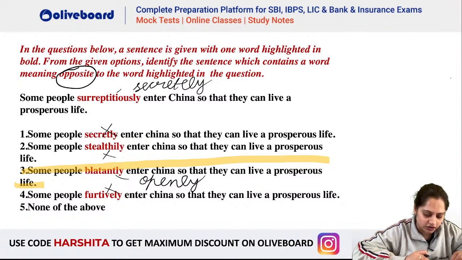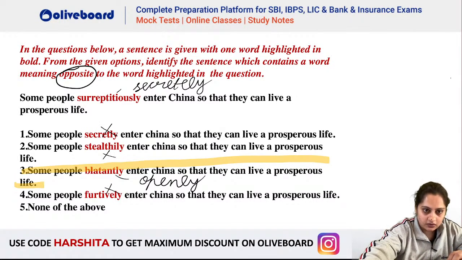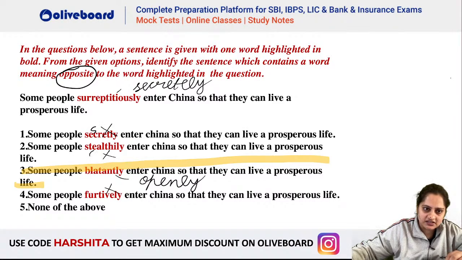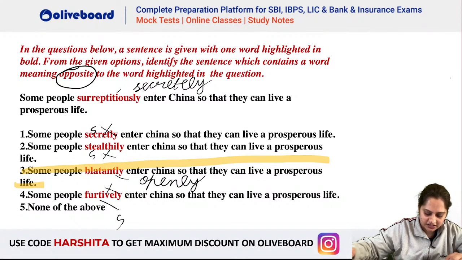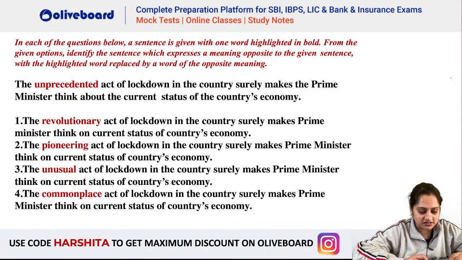Exactly the fourth word also. Furtively means again secretly. Stealthily also means in a very smooth way, so that nobody notices. In a very secret way. The rest are all synonyms. Only one opposite is given, blatantly. The rest are all synonyms, same meaning. Secretly, furtively also means secretly. Acha, one more question from the same pattern.